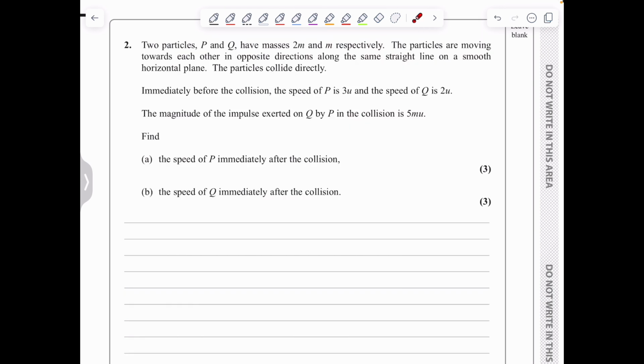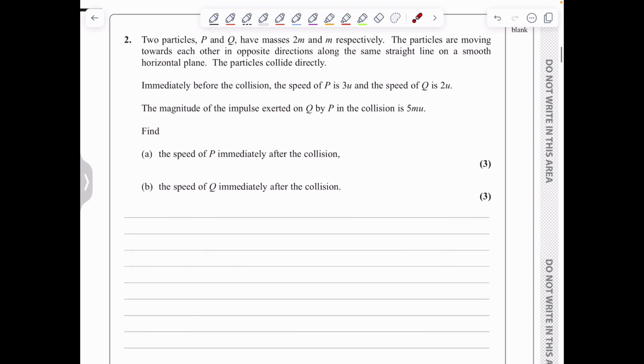In question 2, we've got two particles P and Q having masses of 2m and m respectively. They are moving towards each other in opposite directions when they collide. Now, before the collision, P was moving with a speed of 3u and Q with a speed of 2u, and the magnitude of the impulse exerted on Q by P is 5mu, and we need to determine the speed of P immediately after the collision.